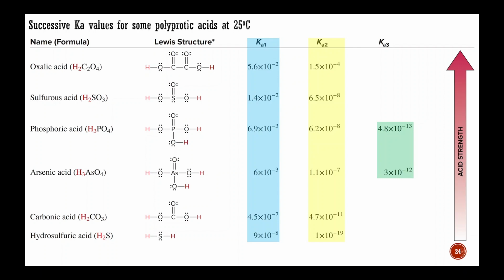This trend is logical because it is easier to remove a proton from a neutral species than from a negatively charged one. Similarly, it is easier to remove a proton from a species with a single negative charge than from one with a double negative charge.